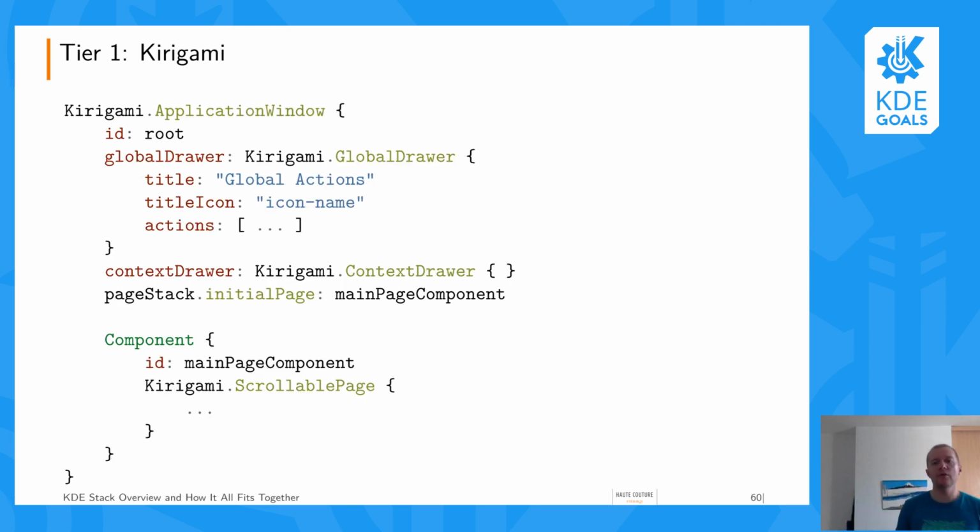Another tier 1, which is popular these days, is Kirigami, which is basically a high-level view of your applications for Qt Quick, with high-level concepts like having a drawer for the context or a global one for all the actions of my application, having a page stack and so on, and then you can have components in it.